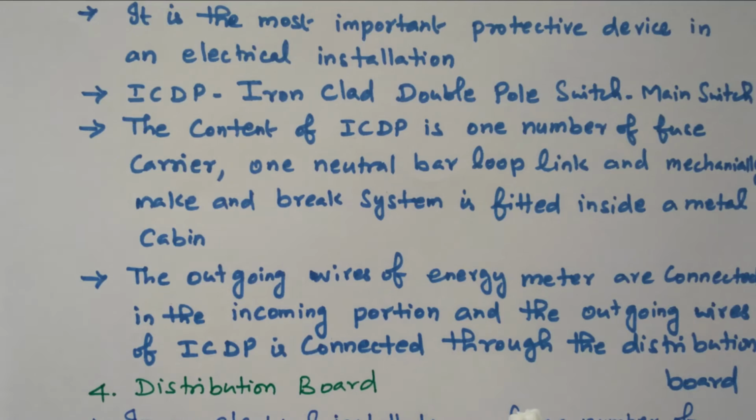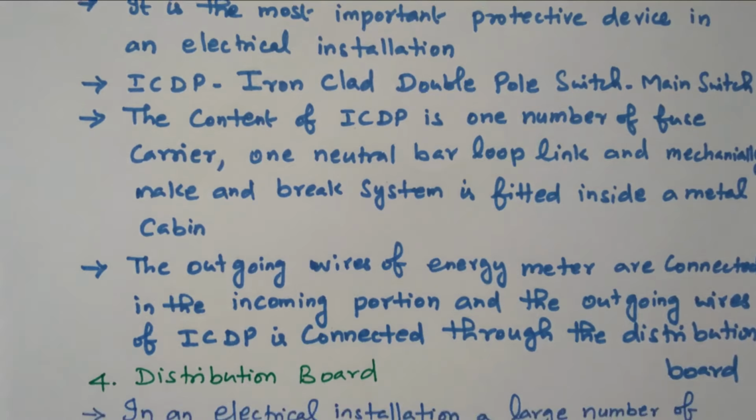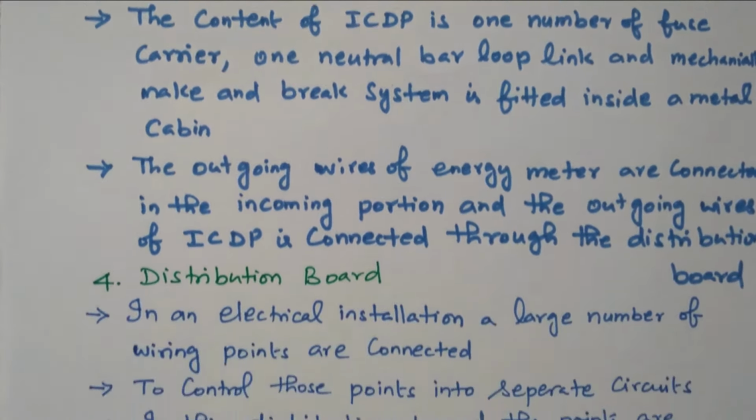So this main switch contains the fuse, neutral bar, and mechanical make and break system. The incoming from the energy meter is connected, and the outgoing is connected to the distribution box. From this main switch, the supply is distributed to the various distribution boards. Then we will see what is meant by the distribution board.